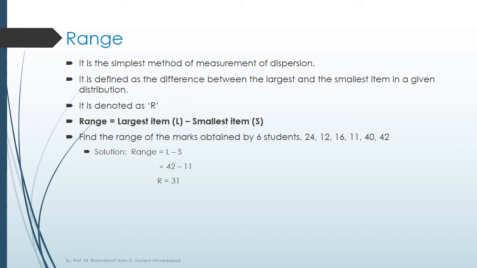It is defined as the difference between the largest and the smallest item in the given distribution. Therefore, the formula is the largest item minus the smallest item from the distribution. It is denoted as capital R.